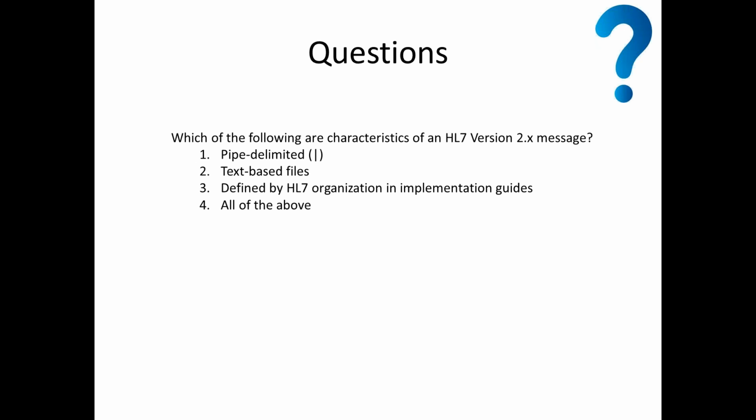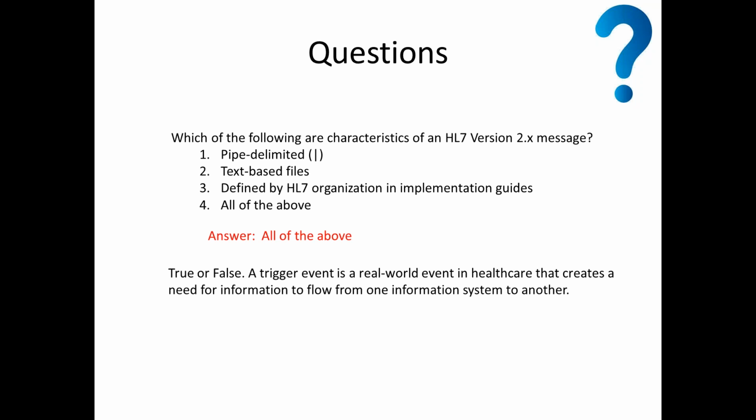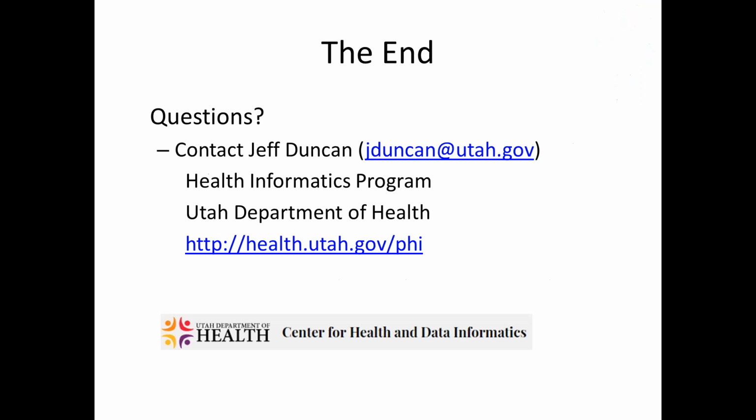A couple of questions. Which of the following are characteristics of version 2 messages? Pipe delimited, they're text-based files, they're defined in implementation guides, or all of the above. The correct answer is all of the above. True or false? A trigger event is a real-world event in healthcare that creates a need for information to flow from one system to another. That is true. And that concludes part 4.